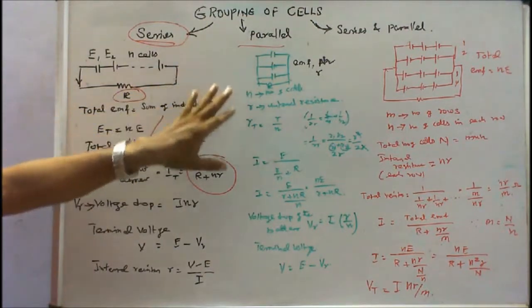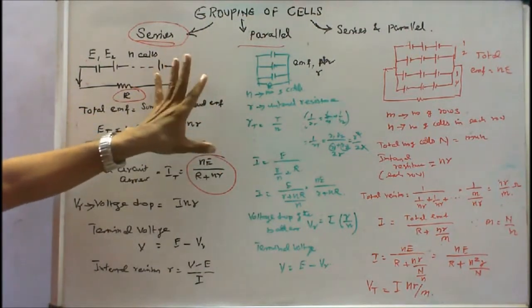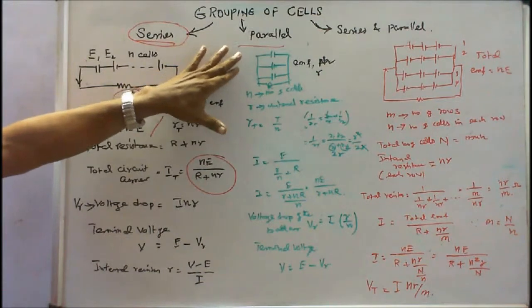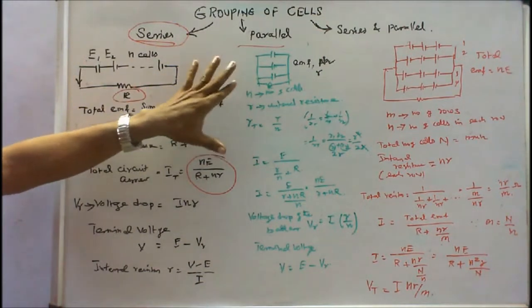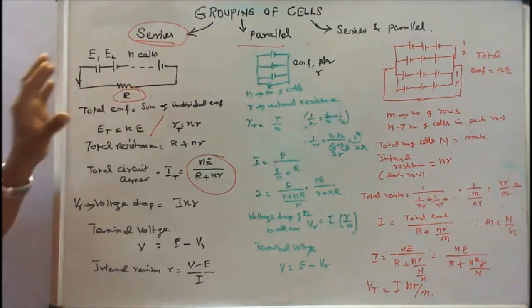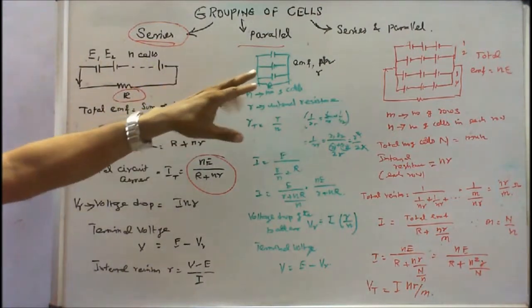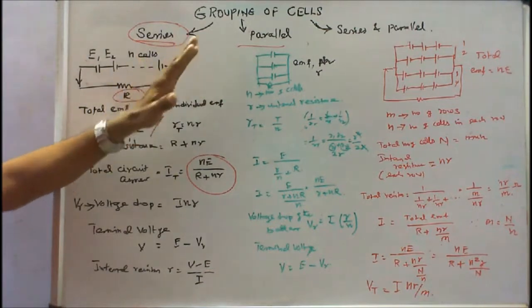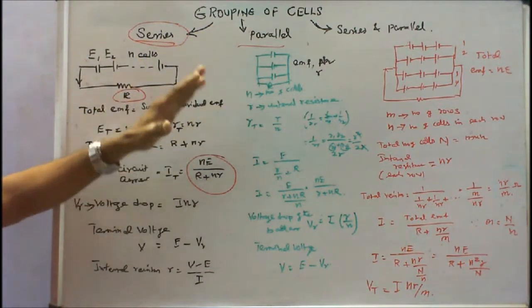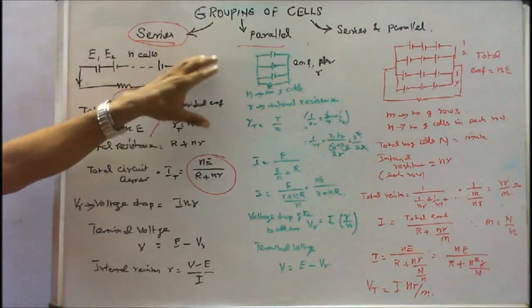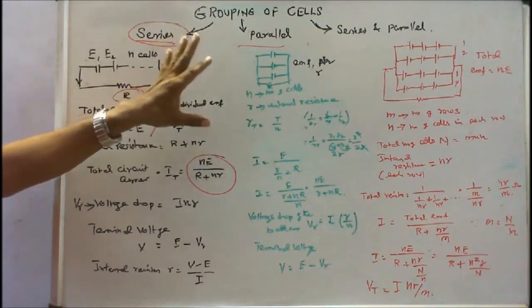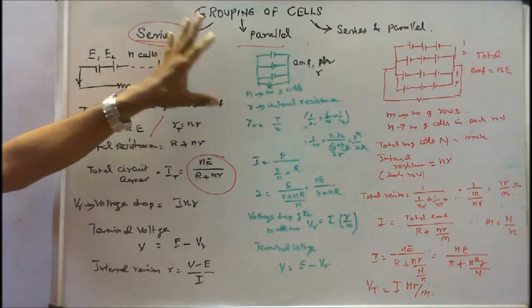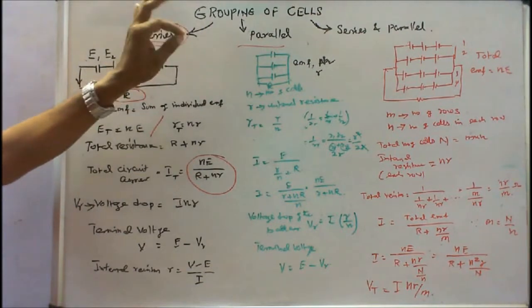The next is parallel. When the cells are connected in parallel, the voltage is constant. Suppose I am connecting three 12 volt batteries, the supply voltage is 12. The condition for paralleling is the EMF should be the same. Whether it is 6 volt or 12 volt or 1.5 volt, the voltage should be the same. Next, the ampere or capacity should be the same. The third is the internal resistance of the batteries should be the same. Those are the basic conditions.